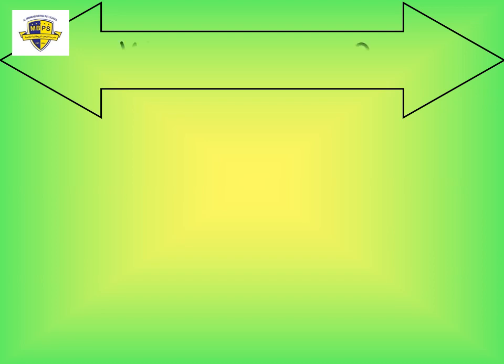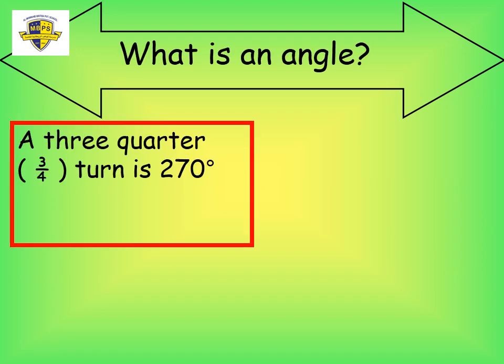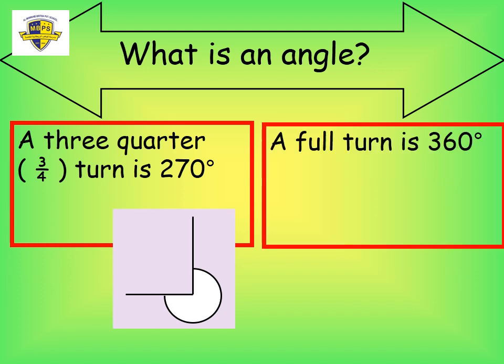Now the third type, this is a 3/4 turn and it's equal to 270 degrees. Now when we mean the 3/4, this is the circular one, okay? And the last one is the full turn and it's 360 degrees. Full circle, this is a full turn, a full circle equals 360 degrees.